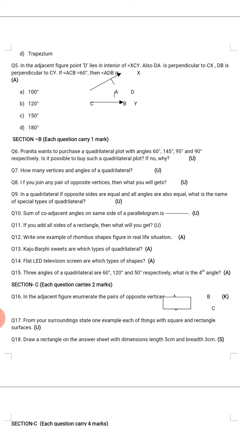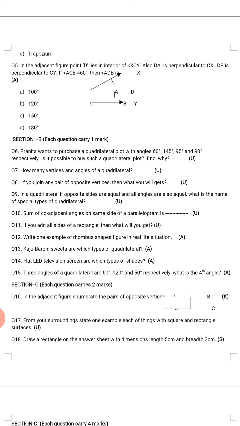Now, write one example of the rhombus shape in a real life situation. Students already know the symbol of the rhombus. Students also know the definition of the rhombus, and they understand all the properties of a rhombus. Now they are applying it in their real life situation. So that's why this question is application. Obviously, I can say the answer: Kaju Barfi is the real life example.